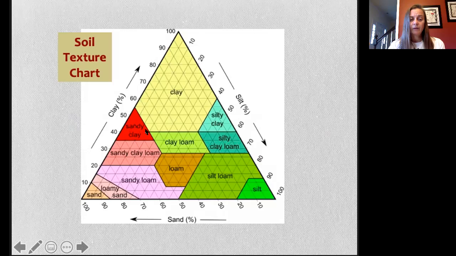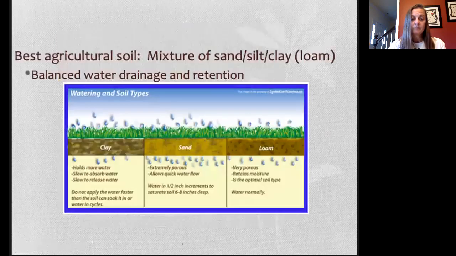You want to have enough clay to hold some moisture in the soil, but you want to have enough sand that the soil can drain and not hold water against the roots, which causes them to rot and decay. So our best agricultural soil is a mixture of sand and silt and clay that we call loam. It balances water drainage with water retention.